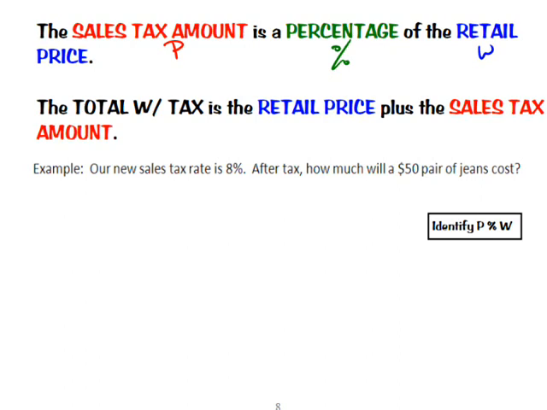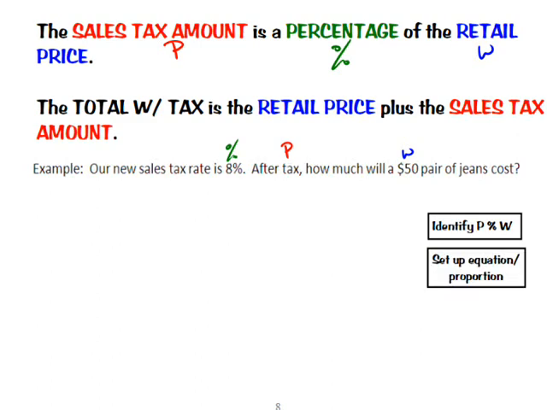So that's the first step in the flow map, and for this example problem that says our new sales tax rate is 8%, how much will a $50 pair of jeans cost after tax? Our percentage is usually easy to find, and that is 8%, so I'll label that with the little percent sign. And the retail price is the $50 we've been working with before. That's the whole. And then the part is the tax. It says after tax, that's our part. We need to know what that is to add it to the $50.